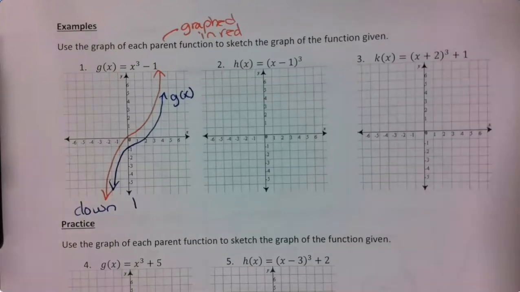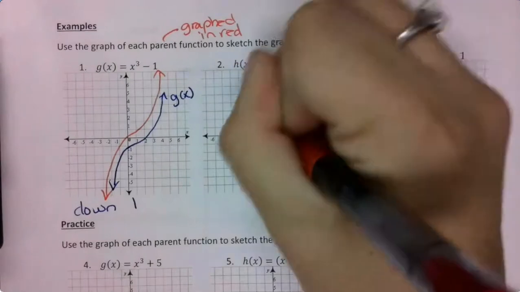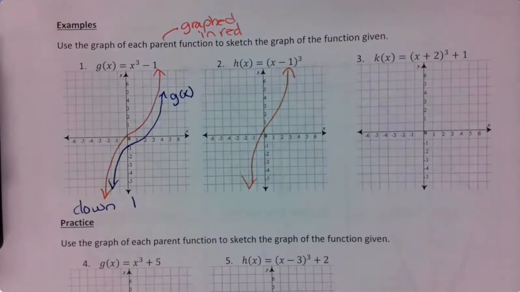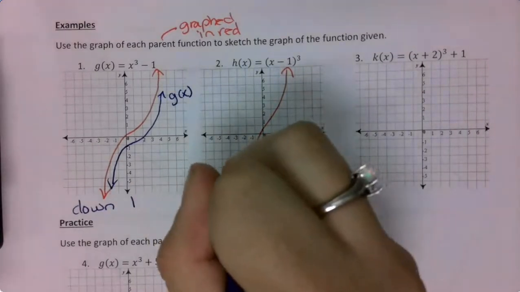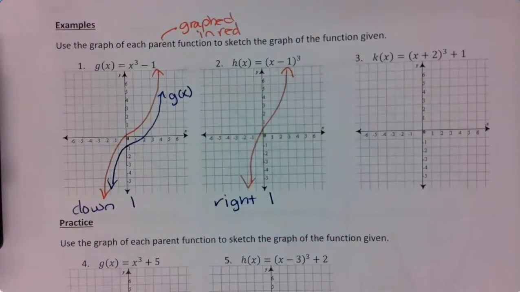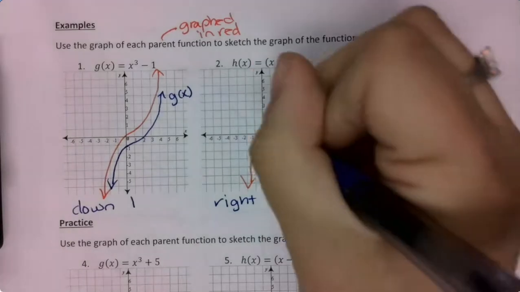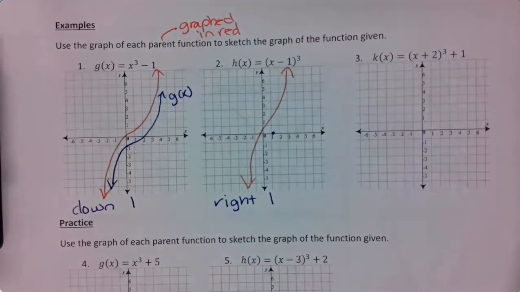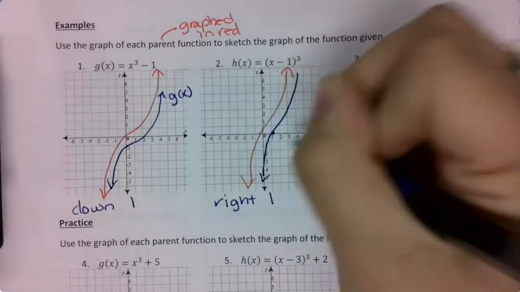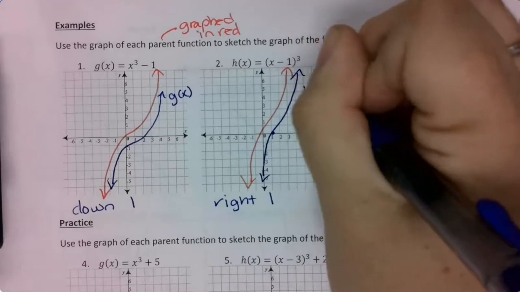Okay, so number 2, again, using the cubic function. This time, what is it doing? Right 1. Whenever it's in parentheses, it's opposite the sign. Okay, so I'm going to go over 1 for my crossing point, and then I'm just going to sketch it out again. This one was called h of x.